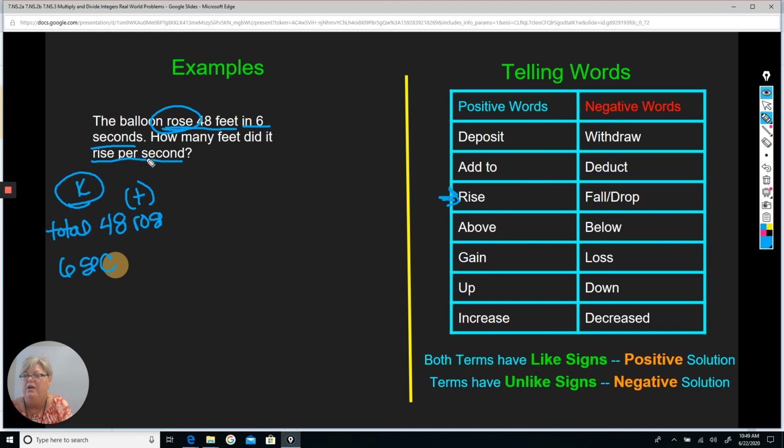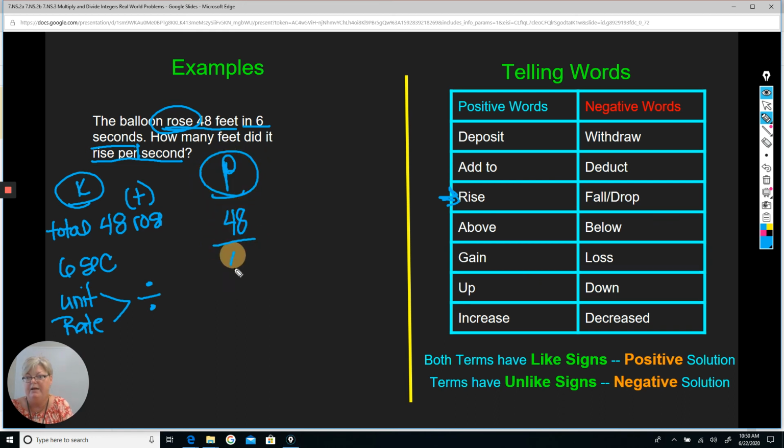Now, this is wanting to know how much did it rise in 1 second? And that is a unit rate. And what does unit rate tell us to do? Unit rate is going to tell us to divide. So I'm going to take my total. This is my problem part, 48 divided by 6. And that's 48 feet that it rose, and this is 6 seconds. And when you divide that, that gives me 8 feet per second. And so my statement would be the balloon rose 8 feet per second.